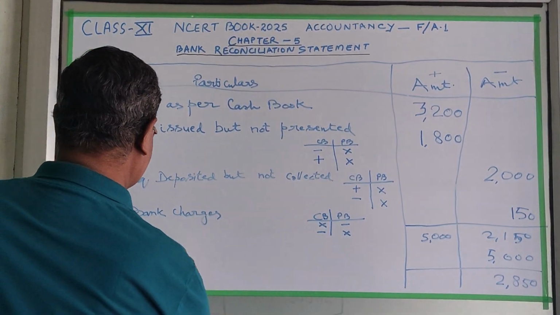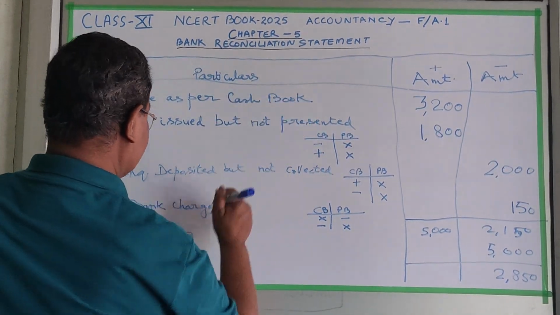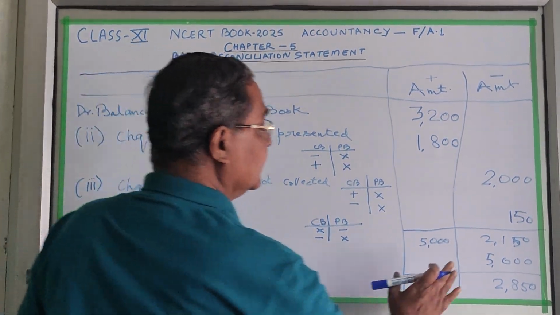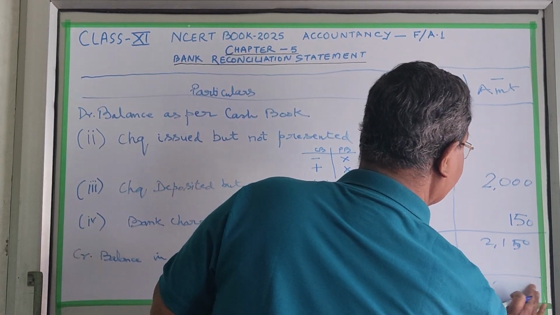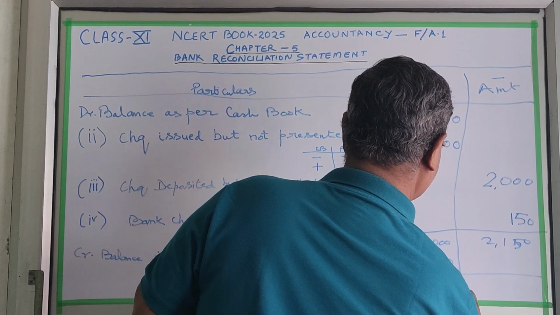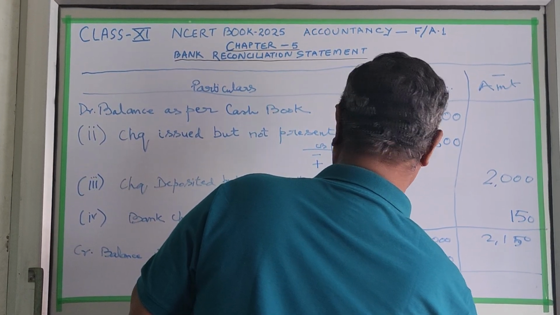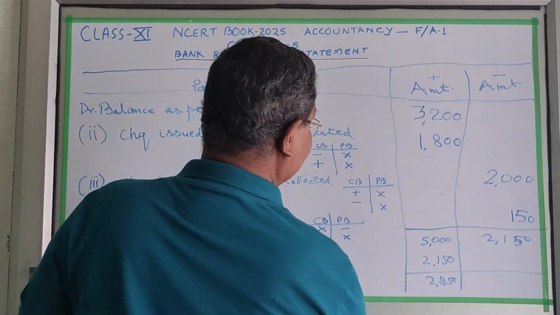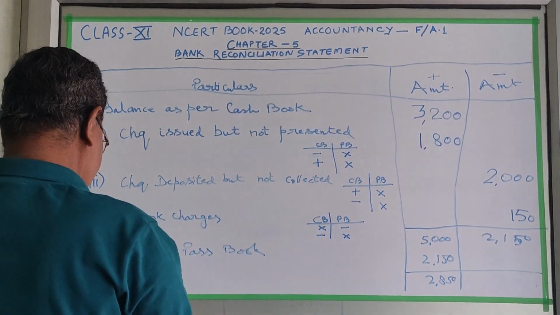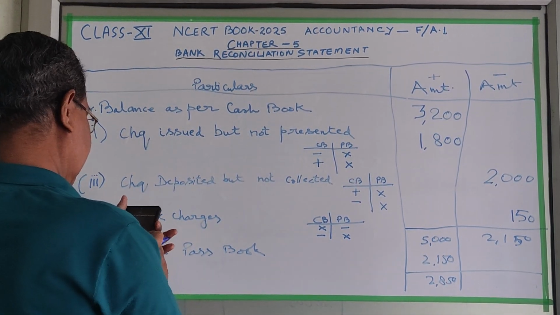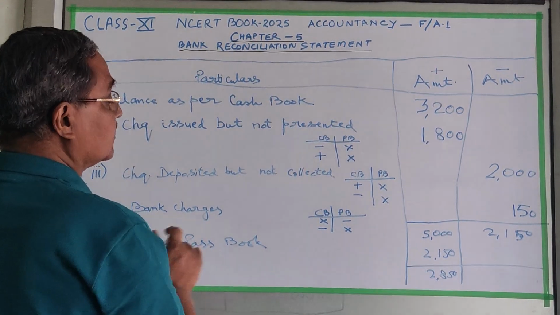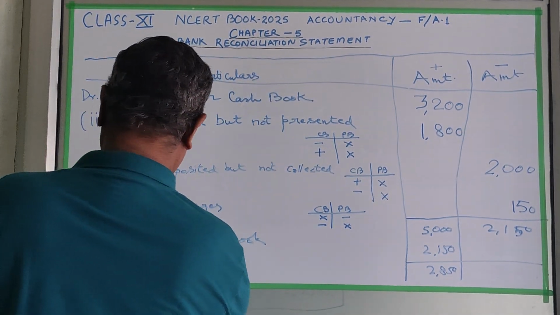In the bank, a credit balance. In the passbook, the opposite of it. It comes to 2,850. So here it is a credit balance because we started with debit, so it is credit. I started with the cash book, so the answer is for the passbook. So the answer is 2,850 and the statement is over.